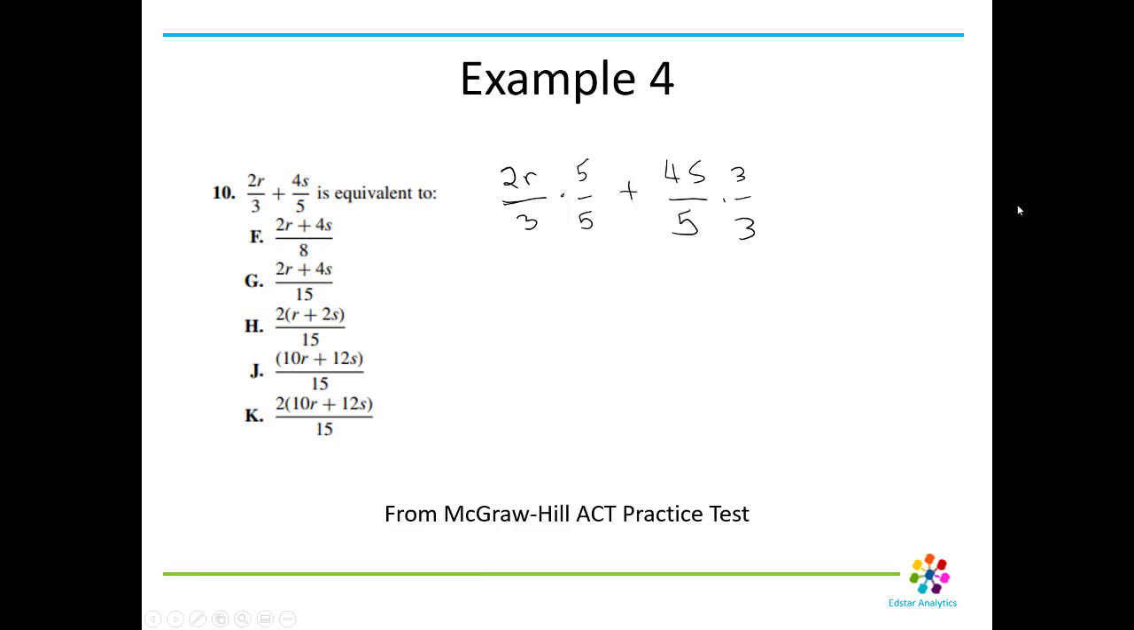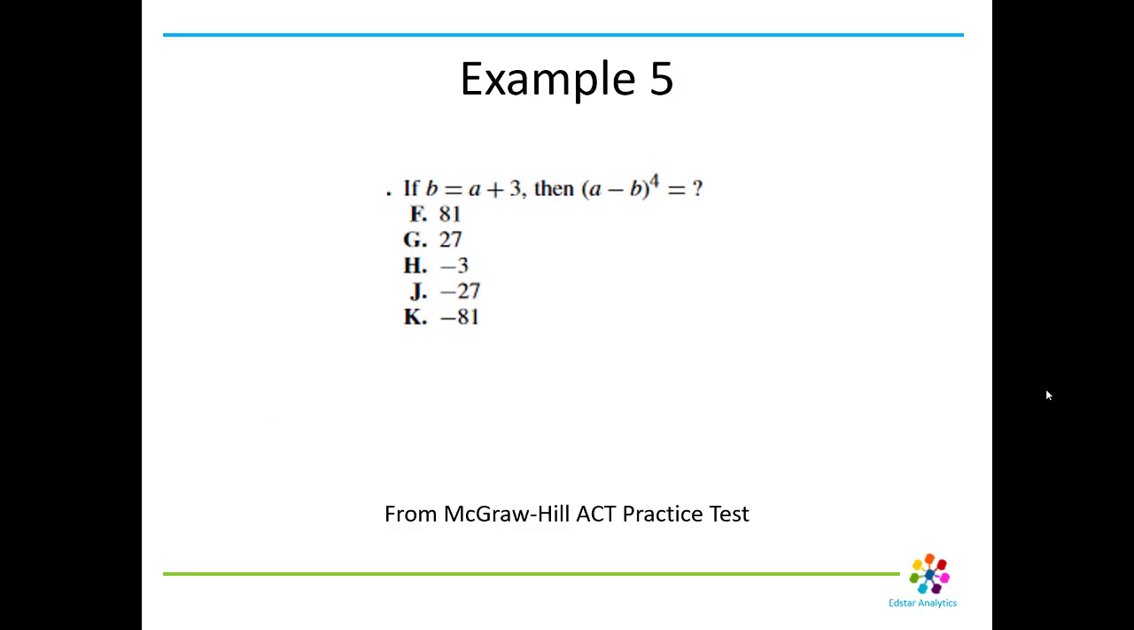The common denominator is 15, so you know that the denominator is 15. Pretty good bet. 3 of the answers have 15, or 4 of them have 15 as the denominator. The numerator is going to be, take the 2r times 5, that's 10r, and the 4s times 3, that's 12s. So 10r plus 12s is the numerator, and the answer is J. And don't make your s's look like 5s, or you could mess yourself up. That was sloppy of me.